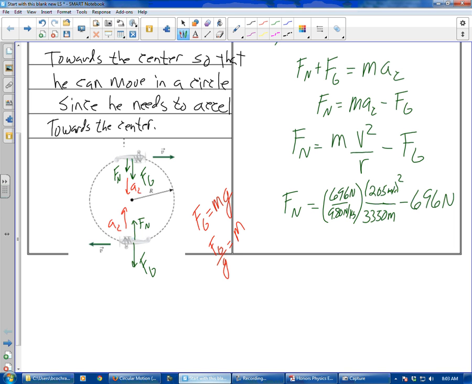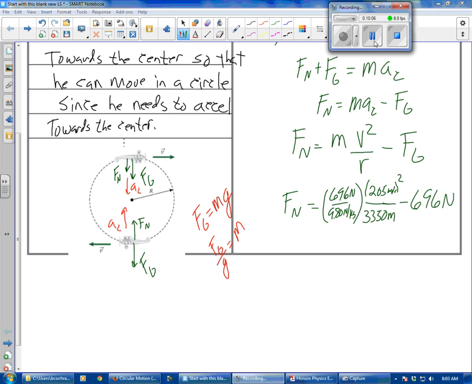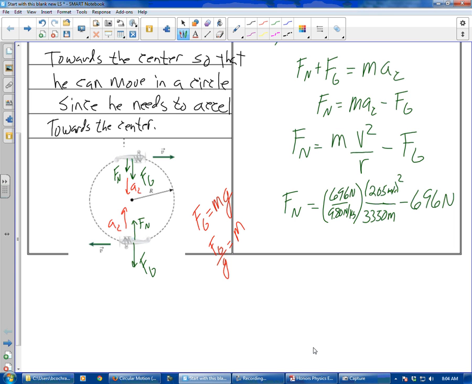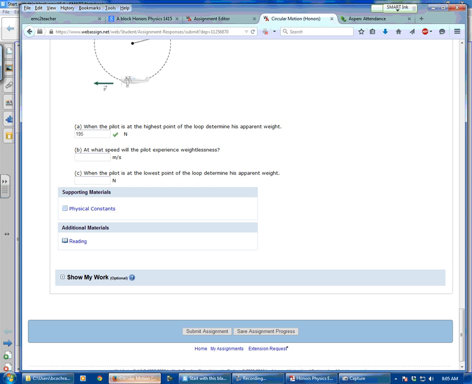So let me double check that I get the right answer on that part. All right, so mine worked, my solution there. I'm going to flip to doing part C now, the lowest point, determine his weight, and then come back to part B.